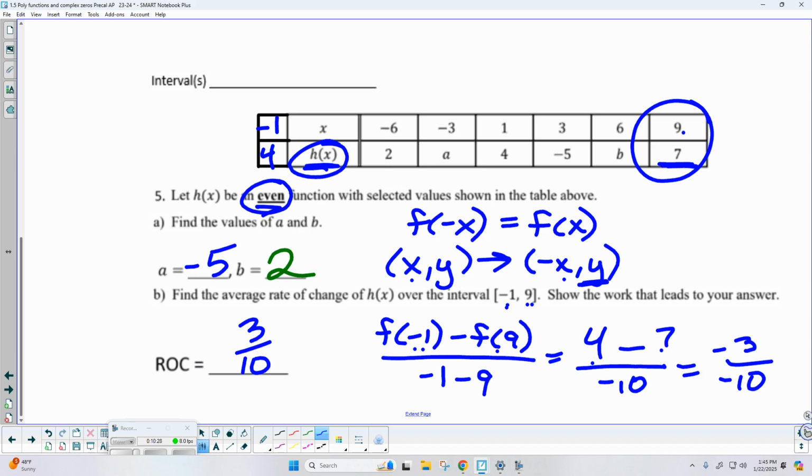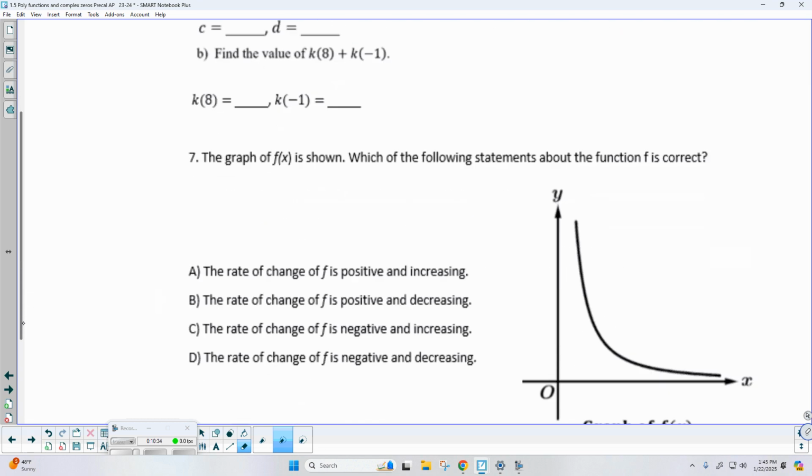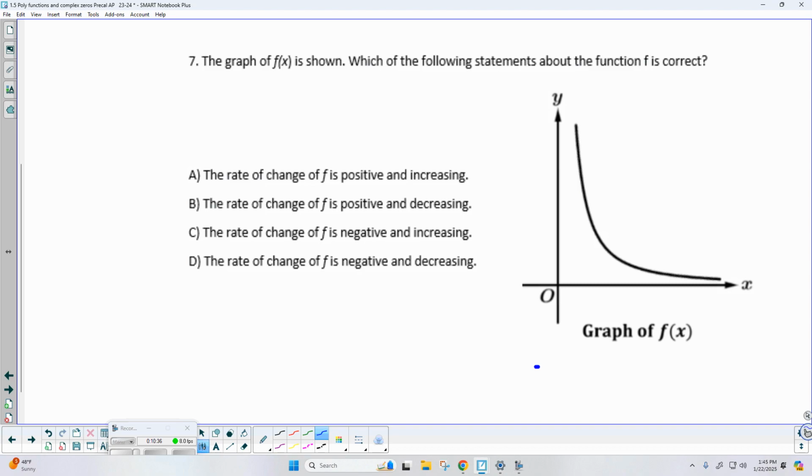Okay, so 7, I think, is the slope problem. Let's see what we got here. The graph of f is shown. Which of the following statements about the function f is true? All of these are talking about the rate of change or slope. Whether it's positive, increasing, negative, decreasing, all of that is with the slope. See that?